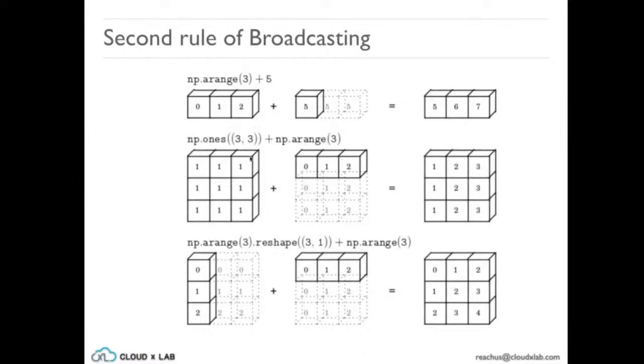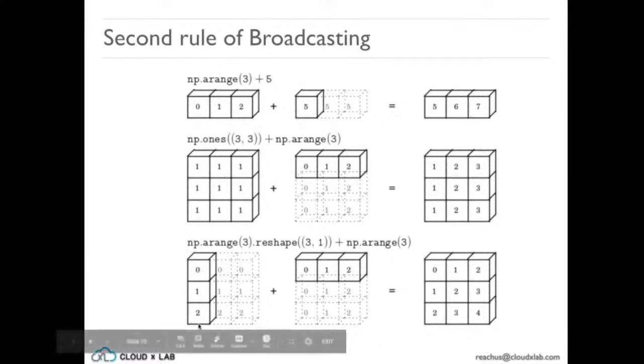Similarly, if you have np.ones, an n-dimensional array of say 3 comma 3, and something that's just a rank 3 over here, this will get extended 3 times and will get added to this. Similarly, if you've got something like this, it will get pulled 3 times, and it will create it.